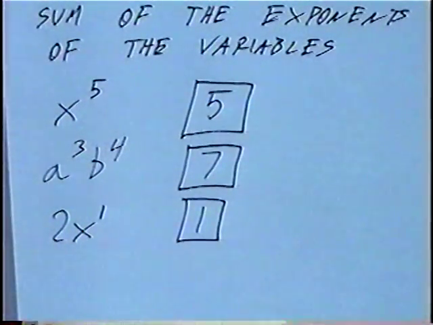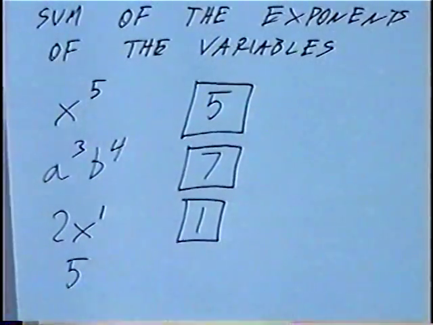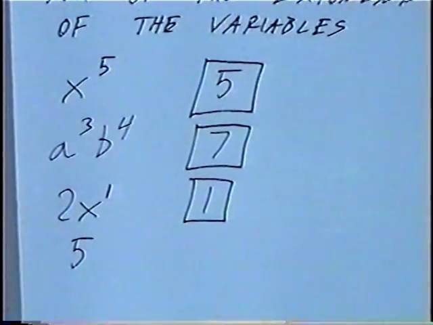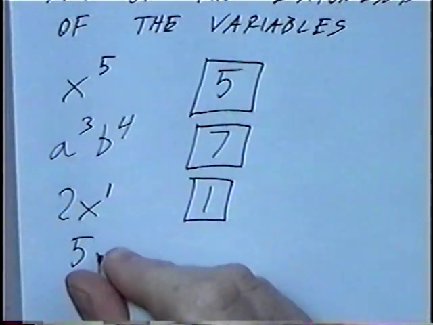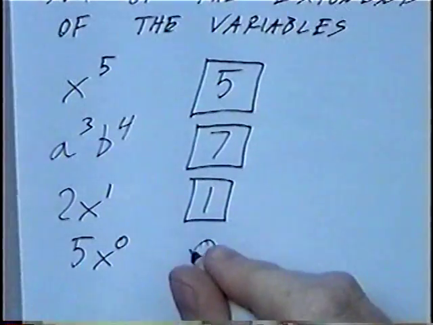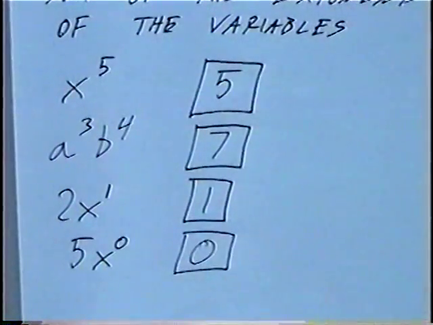And last question for the section, 5. For the degree of 5, since there are no variables, if we wanted to, we could add a variable. x to the 0 power would represent that there are no x's there, so the degree would be 0. So if you have a single number like 5, the degree will always be 0.